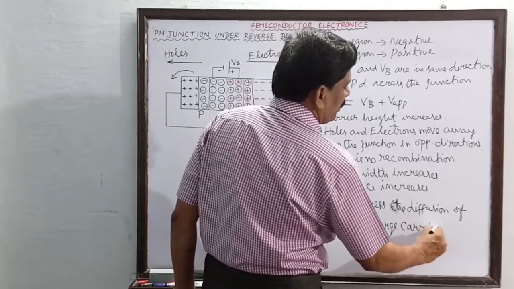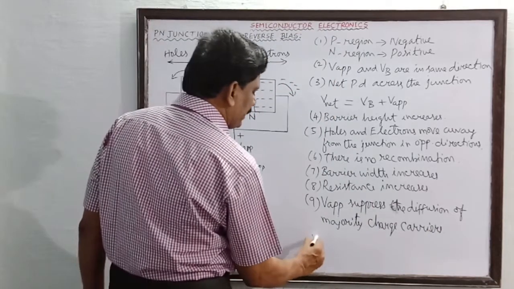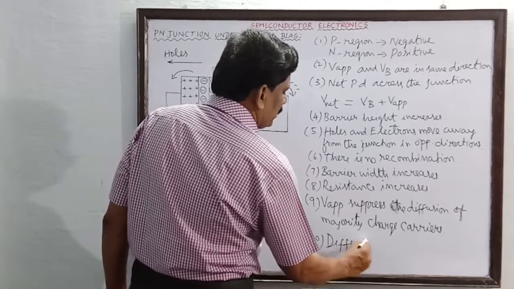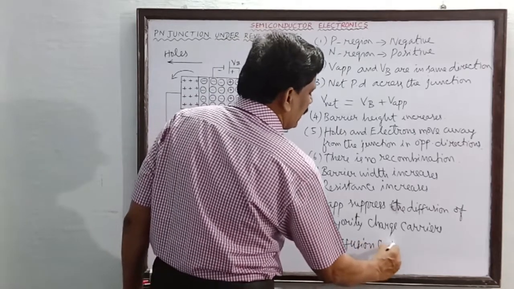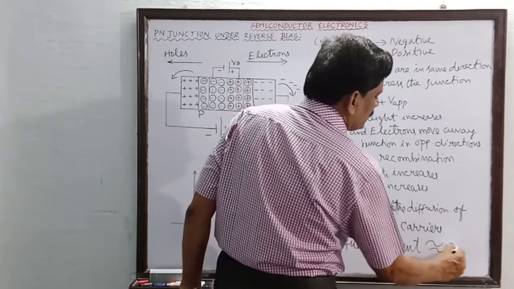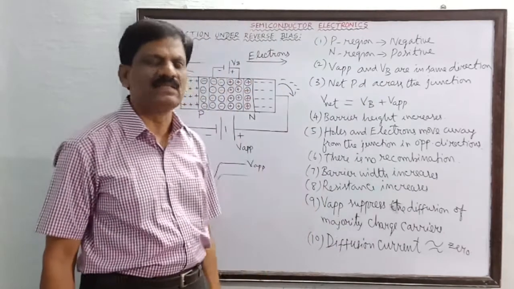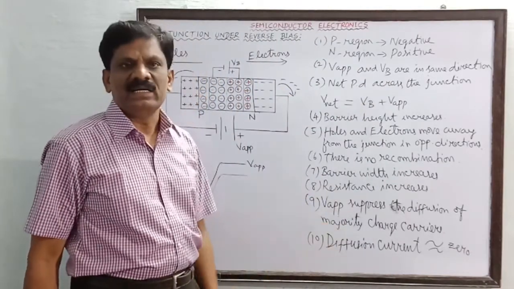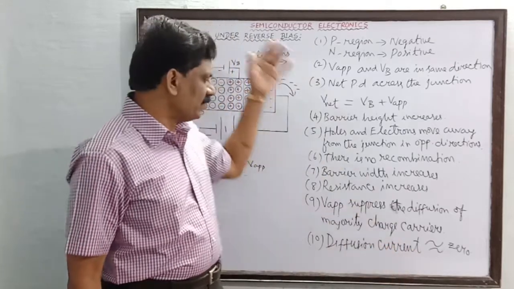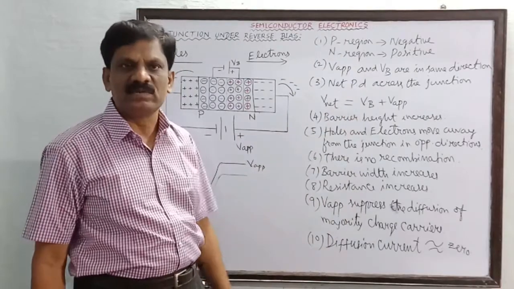So when the majority charge carriers are suppressed, the diffusion current is reduced, or the diffusion current will be nearly equal to 0, or very, very less only, okay students, very less current, or nearly equal to 0 also we can say. So I am going to summarize another set of points. Up to this, have you understood, my dear students?